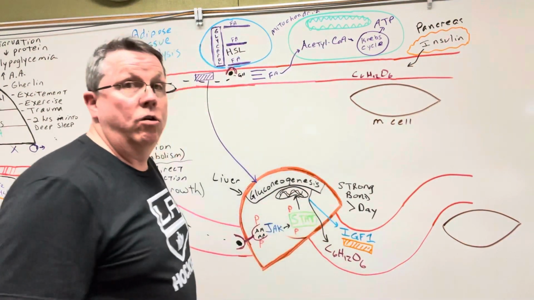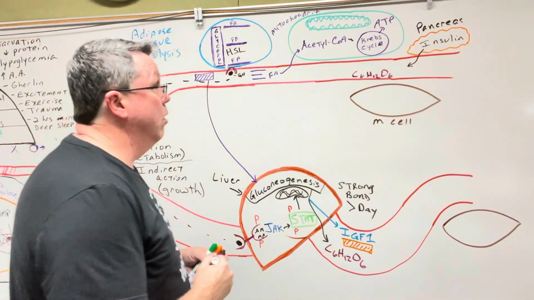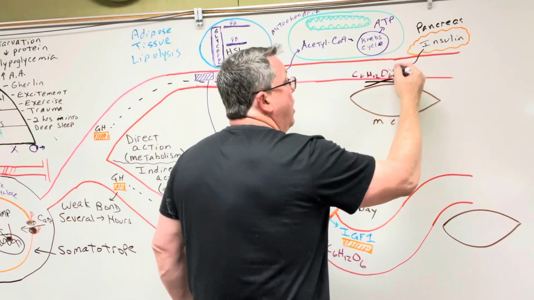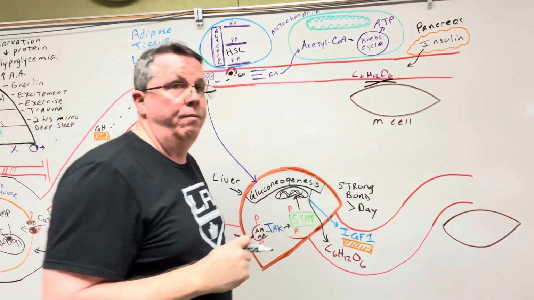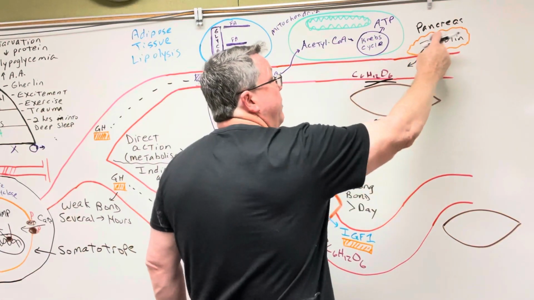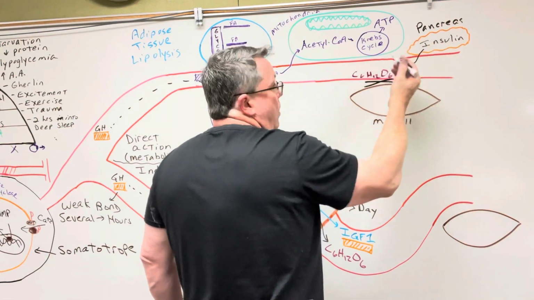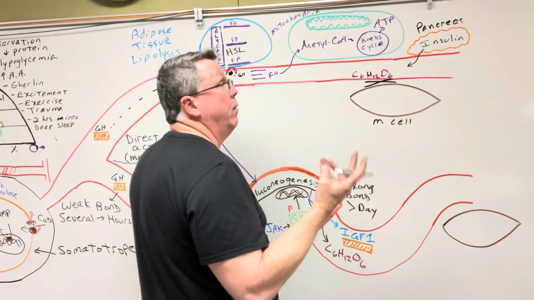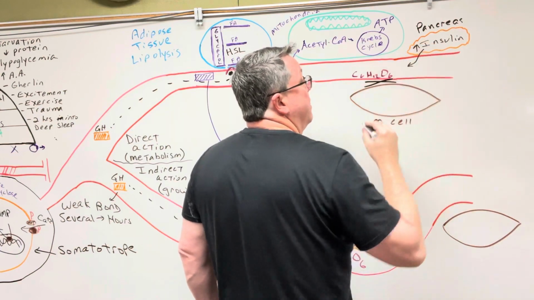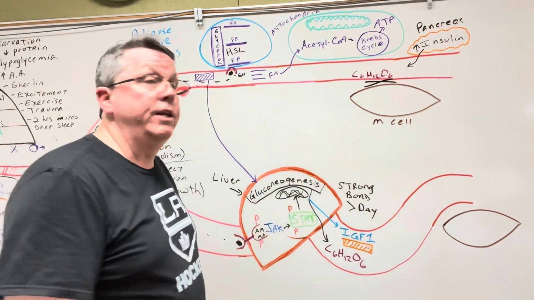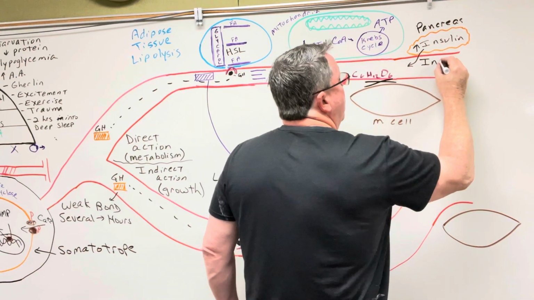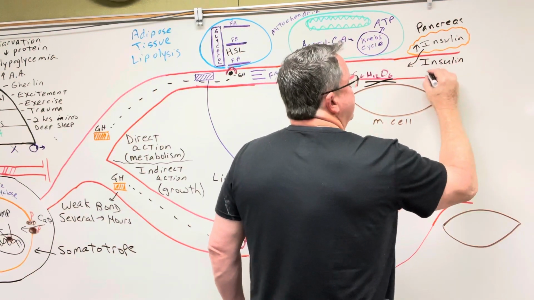Well, in this case, my growth hormone is going to block the carbohydrate from getting into the muscle cell. Now, the pancreas is going to respond by increasing the amount of insulin. As the pancreas increases the amount of insulin, the cells are going to become insulin resistant.